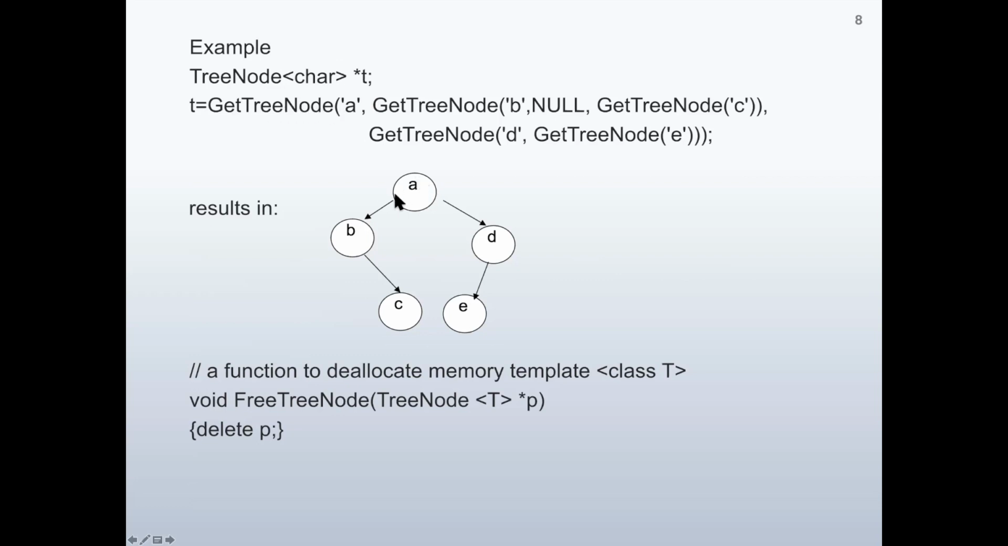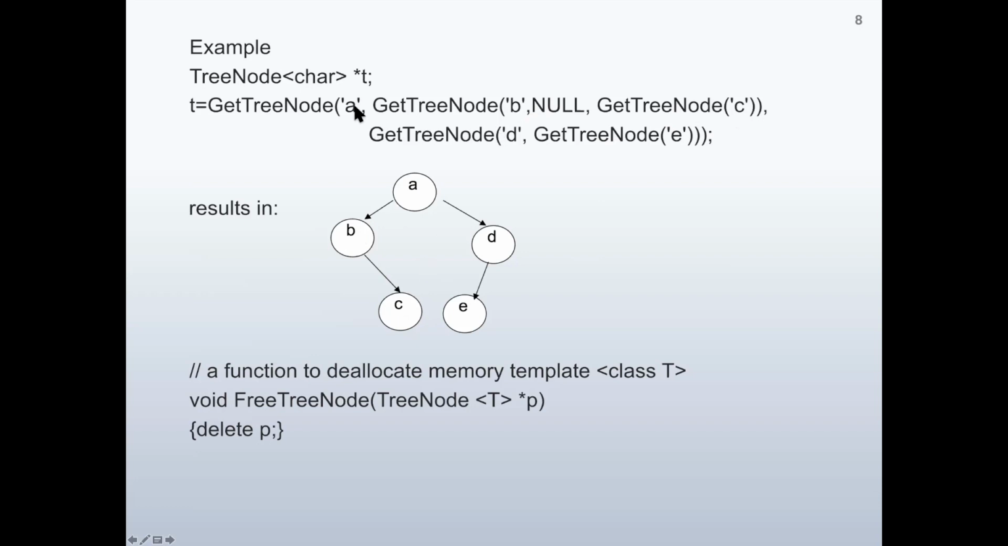For this node, for the left field, getTreeNode is called. This time data is B, and for this node, the left field is null. There is no subtree for B. And for the right link, we have getTreeNode C. So another node is created here, and its data is C. Its address is loaded as the right field of the node with data B.